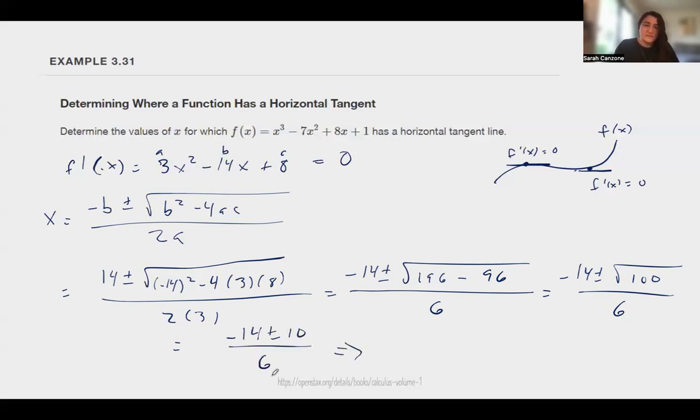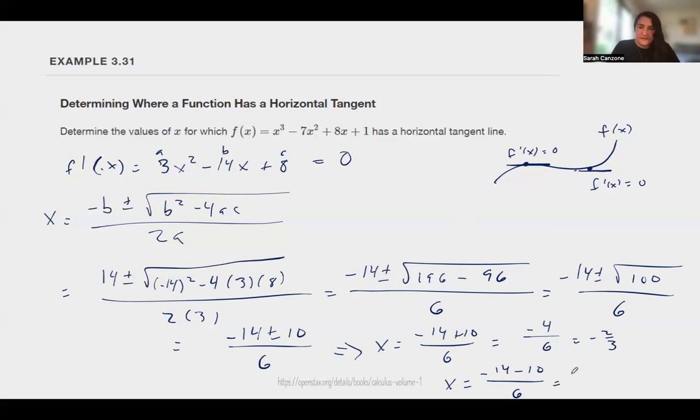And now that we have some nice numbers, we can go ahead and separate it out into the plus side and the minus side. So x equals negative 14 plus 10 over 6, and x equals negative 14 minus 10 over 6. And we can find that. So negative 14 plus 10 is negative 4 over 6, which is negative 2/3. And this is why we wouldn't want to try to factor by finding numbers that multiply to whatever, because negative 2/3 gets to be a lot if you don't just use the quadratic formula.